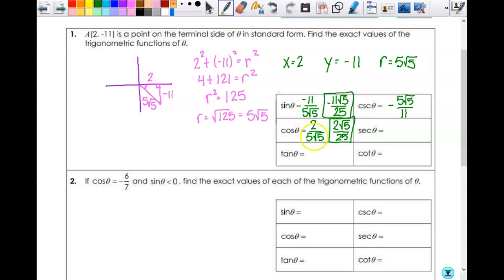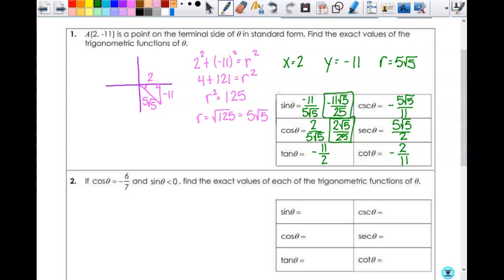Secant is a reciprocal of cosine, so this is 5 square root of 5 over 2. Tangent is y over x, negative 11 over 2. It's also opposite over adjacent, just like it's always been. And then this is negative 2 over 11. Okay? And there you go.